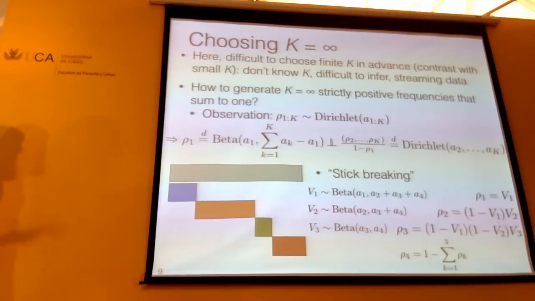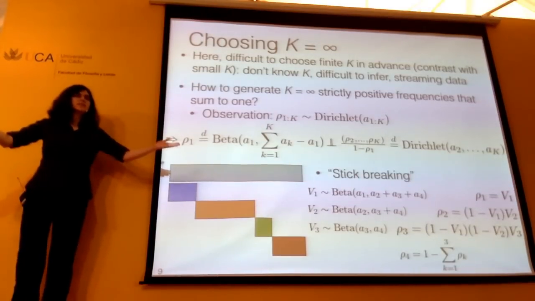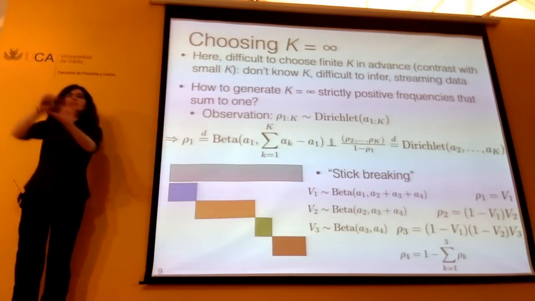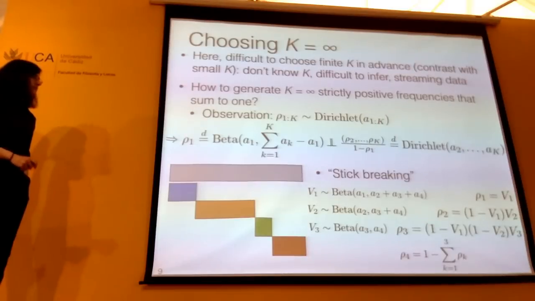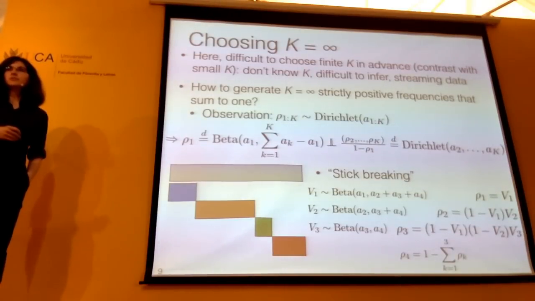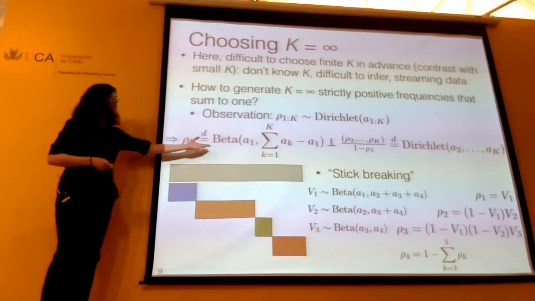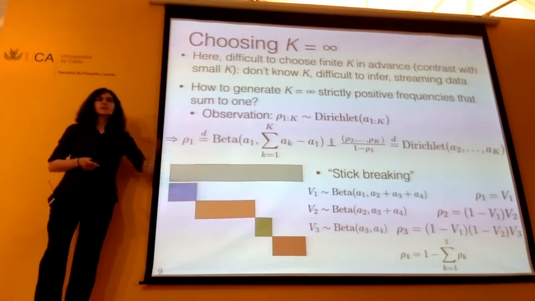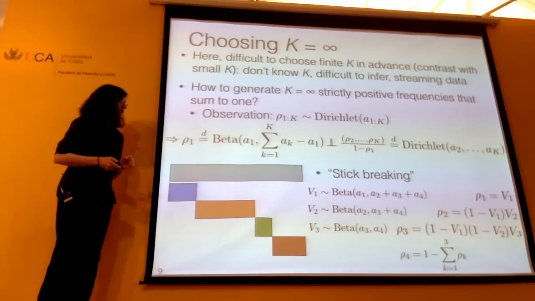Okay, so why is this stick breaking? Well, you can think of the unit interval 0 to 1 as a stick, just a stick of probability, and we're breaking off bits of the stick at each time. So this is another way that you could have drawn a Dirichlet distribution. If all you had at hand was beta distributions, this would get you to your Dirichlet distributed random variable rho 1 to rho 4.